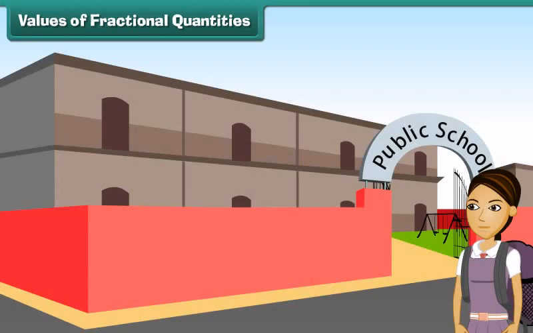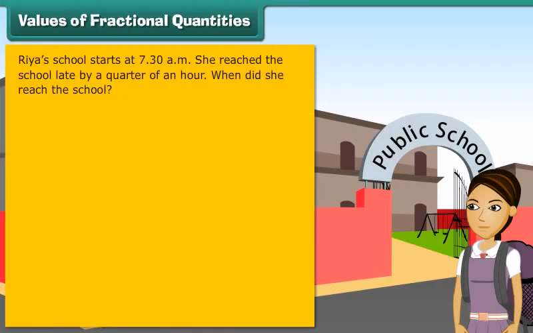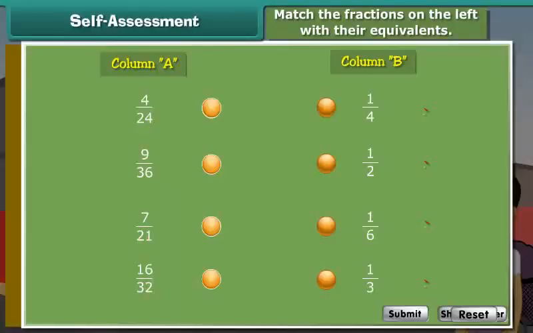Here is one more example. Ria's school starts at 7:30 a.m. She reached the school late by a quarter of an hour. When did she reach the school? School starts at 7:30.